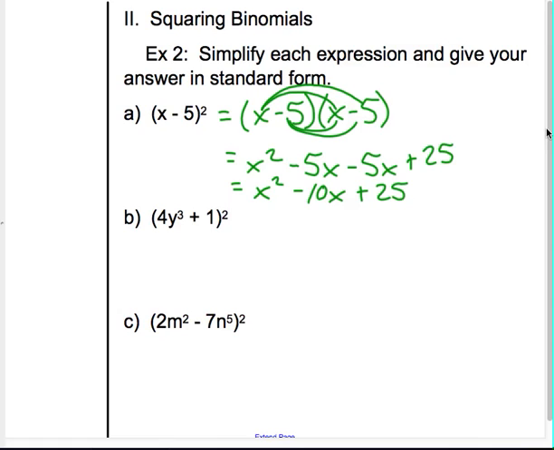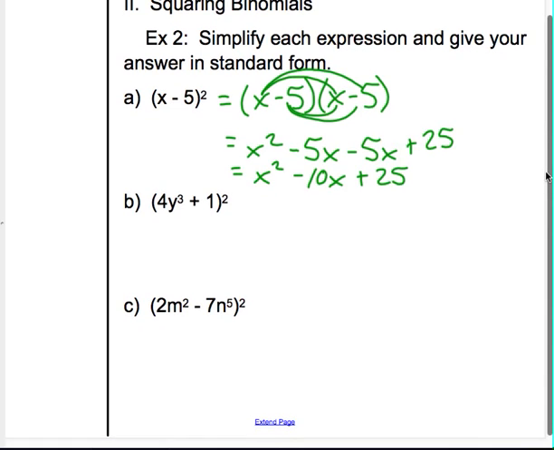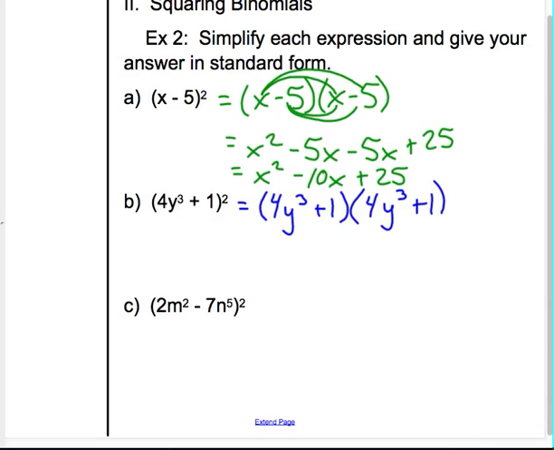Now that we have the method down, we're going to look at some that are a bit more complicated. My first one here, again, I'm going to rewrite it as 4y cubed plus 1 times itself, 4y cubed plus 1. And then I'm going to distribute. I've got my 4y cubed times 4y cubed. Remember, multiply your coefficients, so 4 times 4 gives me 16. Then multiply your variables: y cubed times y cubed. We add the exponents and get y to the 6th.